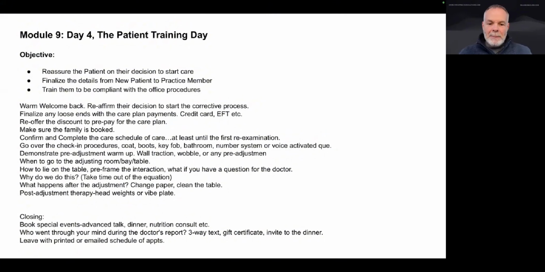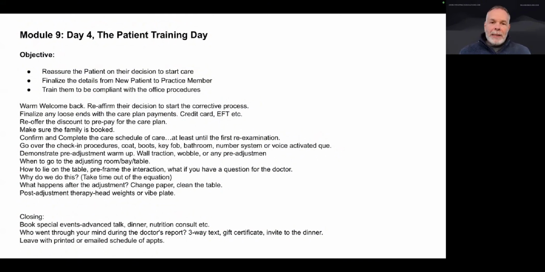So they would lie on the table, you pre-frame that interaction with the doctor. In fact, we often had the staff tell the patients that if the doctor walks in the room and they're sitting up, or they're not lying down in position, the doctor will leave the room until they go and lie back down and go to the next person. So they would lose their place in line. So that's why we encourage them to lie down.